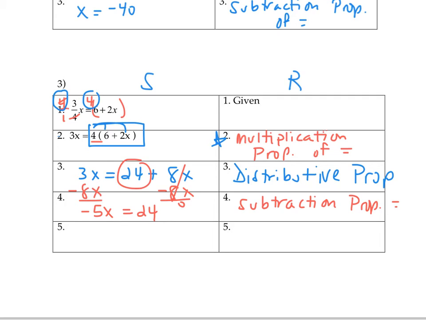And finally, take and divide both sides by negative 5 to arrive at your final answer. x is equal to 24 divided by negative 5. And again, I mentioned division, so we write division property of equality. Okay, that's it for algebraic proofs. Let's see what some geometric proofs look like.